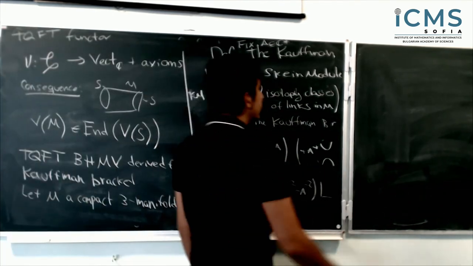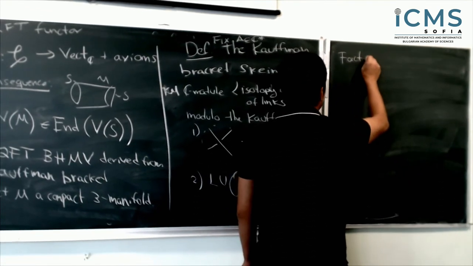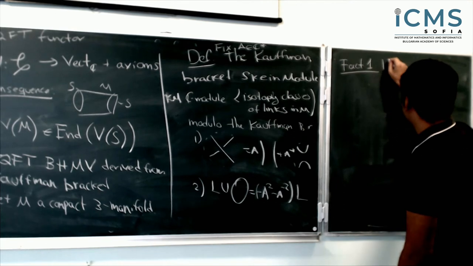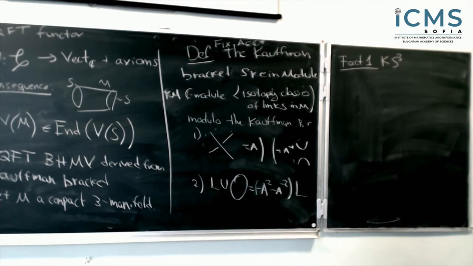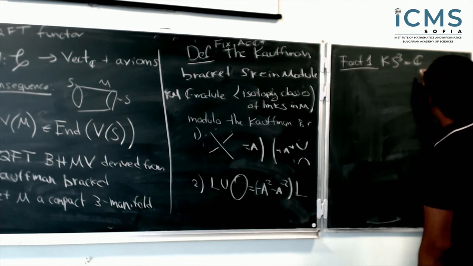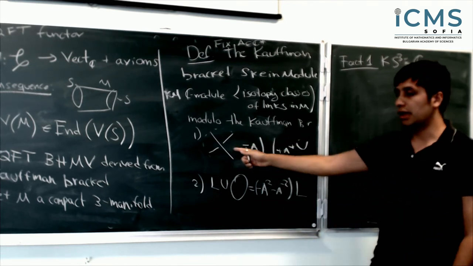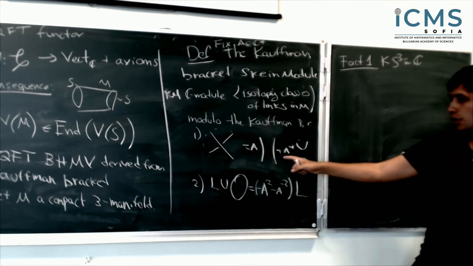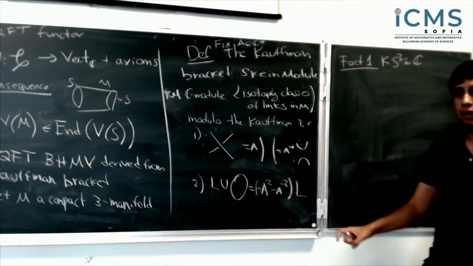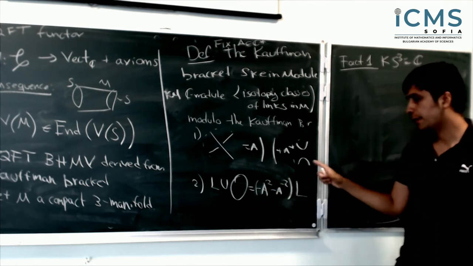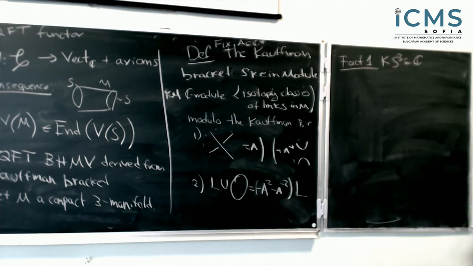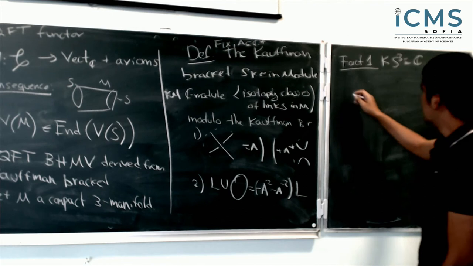So let me state two facts. First, the Kauffman bracket module of the three-sphere is isomorphic to C. So every knot in, let's say, R3, you can unknot by this relation, and you will have some combination of circles. And then you can remove all the circles by these relations, and you will end with C. So this is generated by the empty link, and we will use this later.